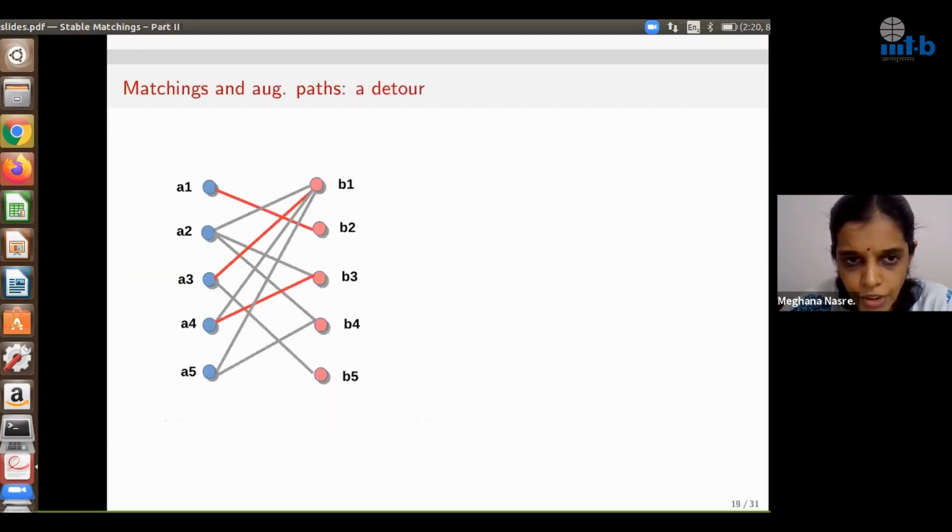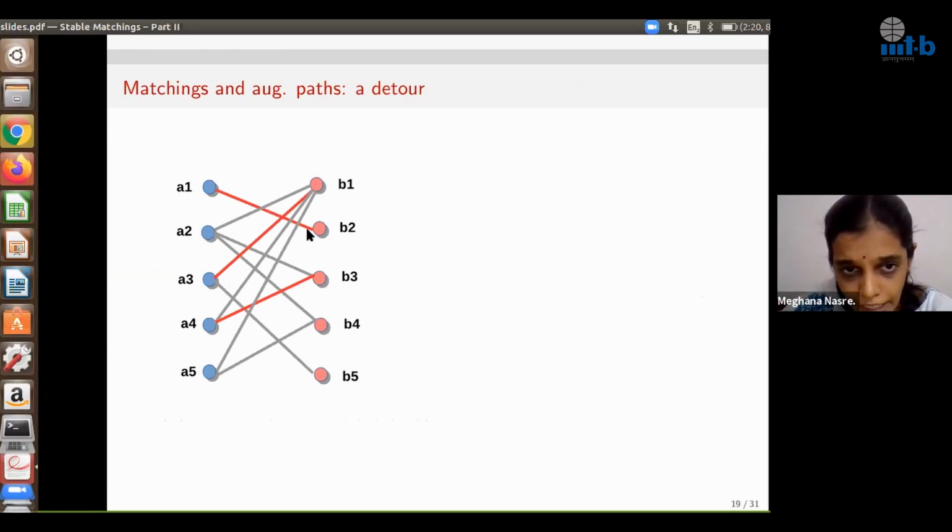So what do I mean by short augmenting paths? Before that, I have to talk about what augmenting paths are. And this also we kind of set up in yesterday's class. So we said this is any bipartite graph. The red edges are matched edges. You don't have to worry about preferences. It's just a bipartite graph. You can think about the bipartite graph without preferences.